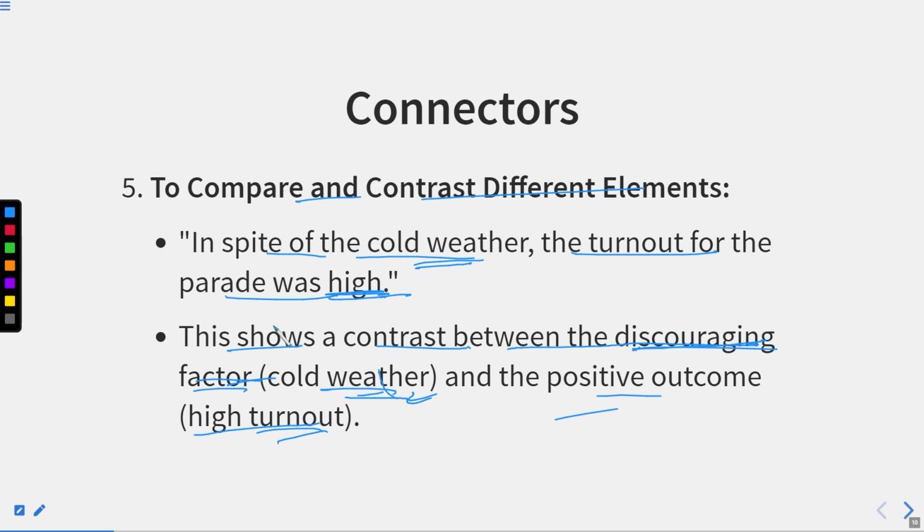Now, if the weather is really cold, it is possibly expected that no one will come to attend or see the parade. But the number of people who came to see that parade was exceptionally large. It means it was really not expected due to the cold weather. Still, a large number of people, a large public, gathered there to see that parade.